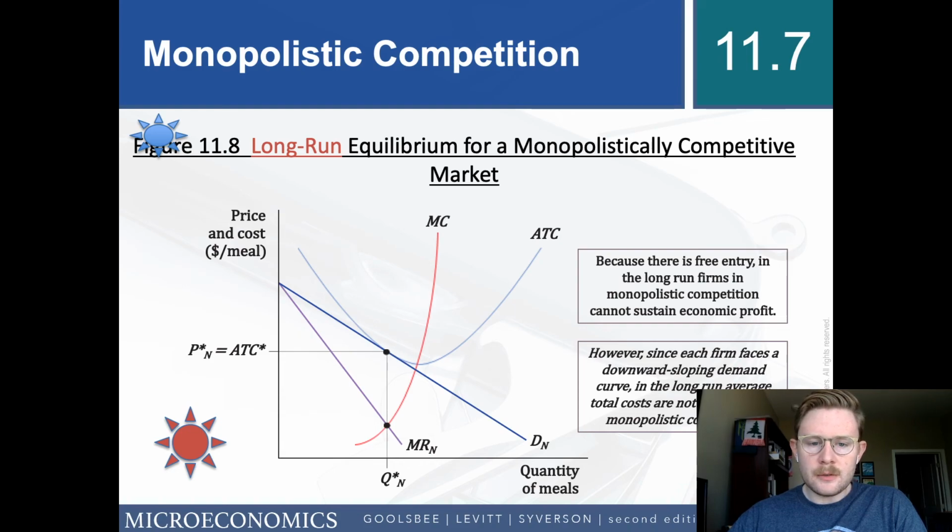However, since each firm faces a downward sloping demand curve, in the long run, average total costs are not minimized in monopolistic competition. So this point is not here, but up here. So costs aren't minimized in the long run.